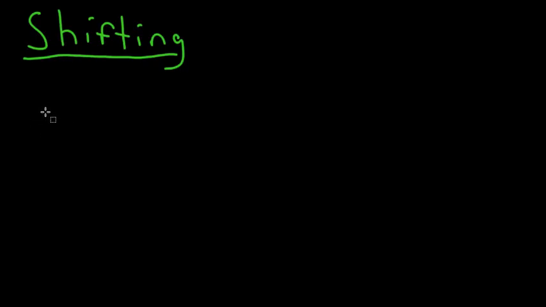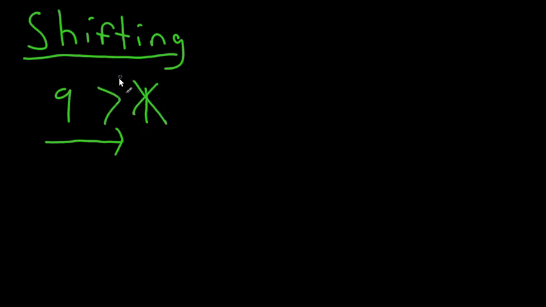Alright, let's talk about what shifting means and its implications in number systems. So, if we have a decimal number, let's say we have 971. If we shift this to the right, that basically means that we're taking these two numbers here and shifting them down, and whatever's on the rightmost side just falls off.